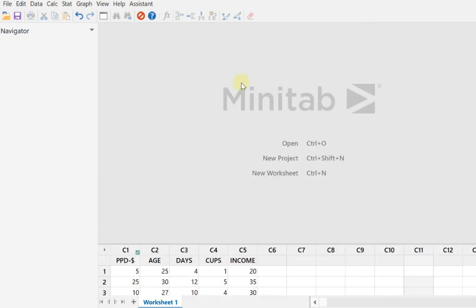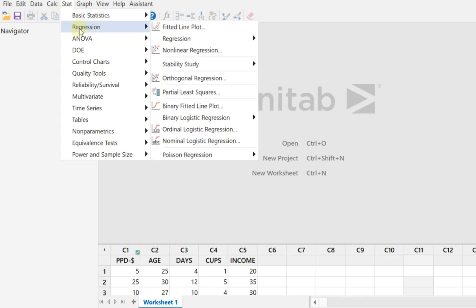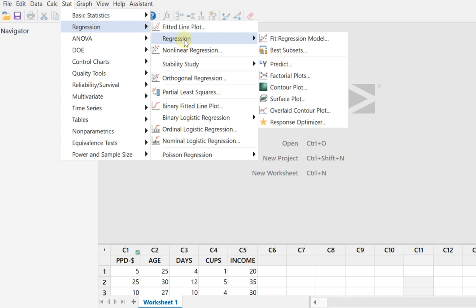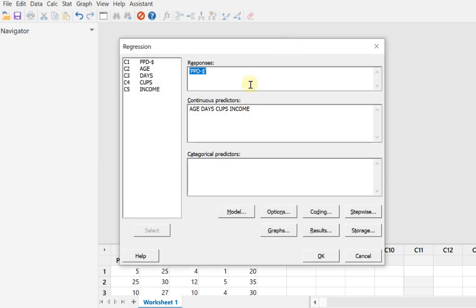Okay, now it's better. So let's say we want to do a multiple regression. You're going to go to Stat, and then you go to Regression, Regression again. So you go Stat, Regression, Regression. And you want to go to Fit Regression Model. And there you go. Now let me remove this one. So when you go in and you click, you activate that cell. Let me remove all of these. Okay, so when you first activate the cell, there you go, it should be blank.